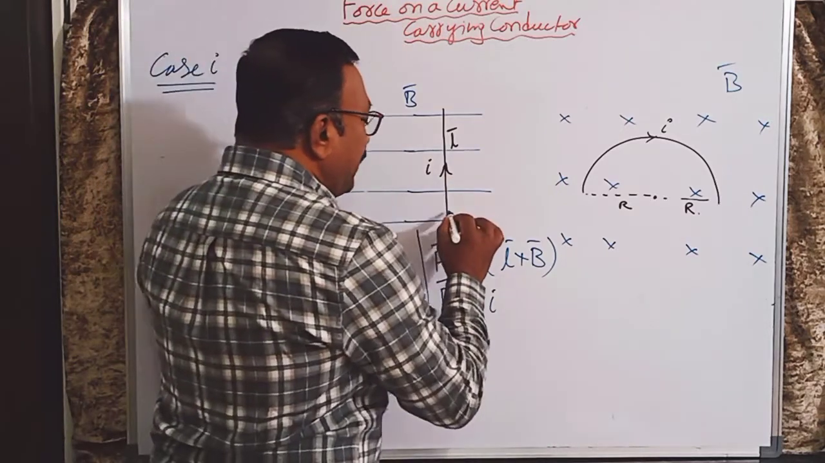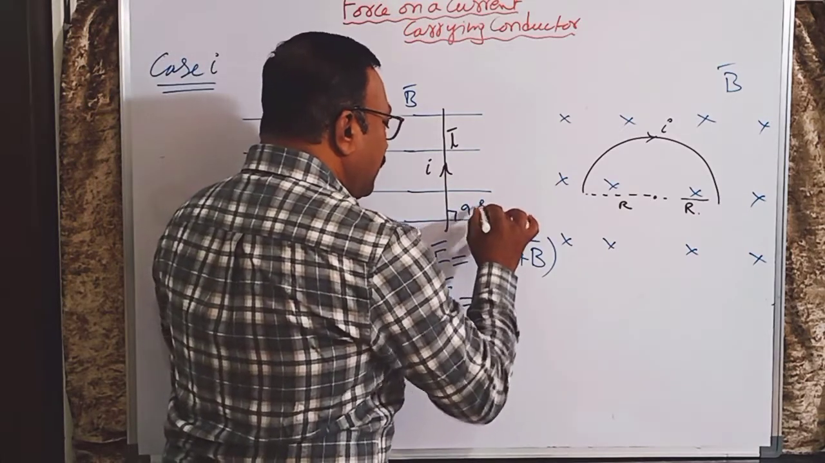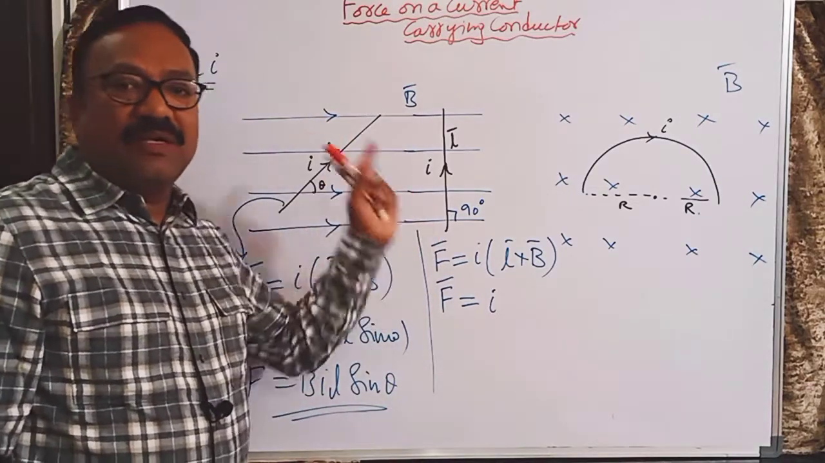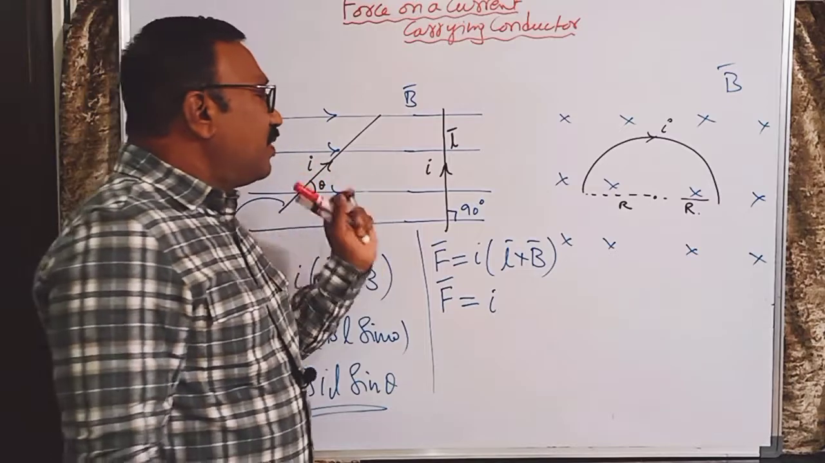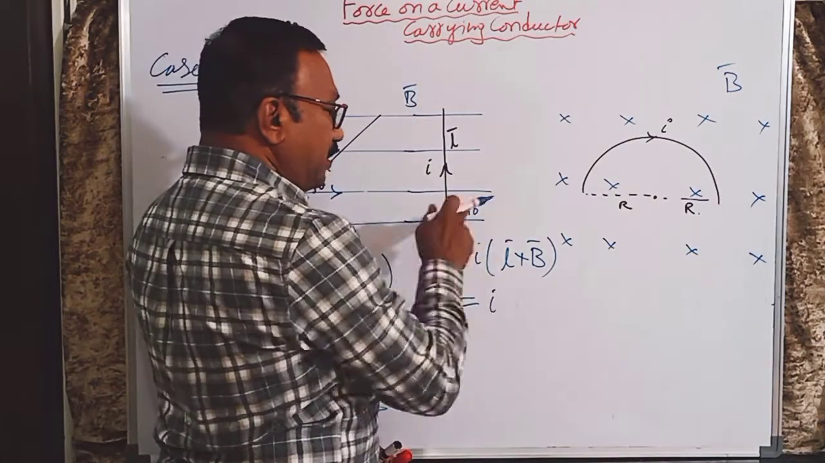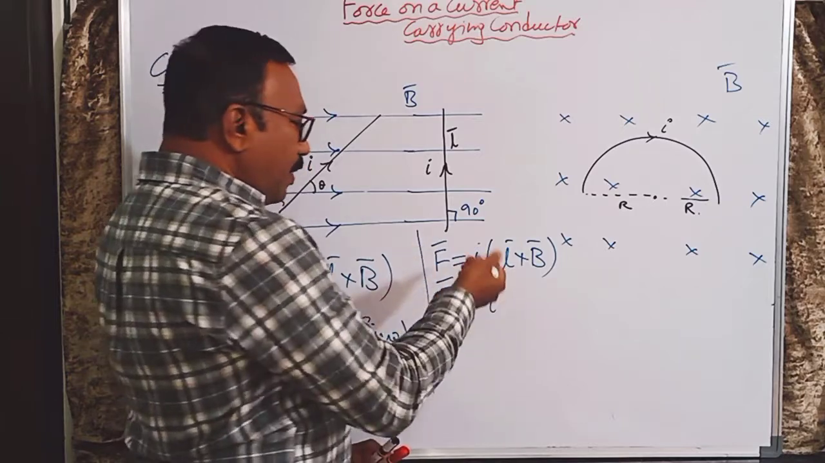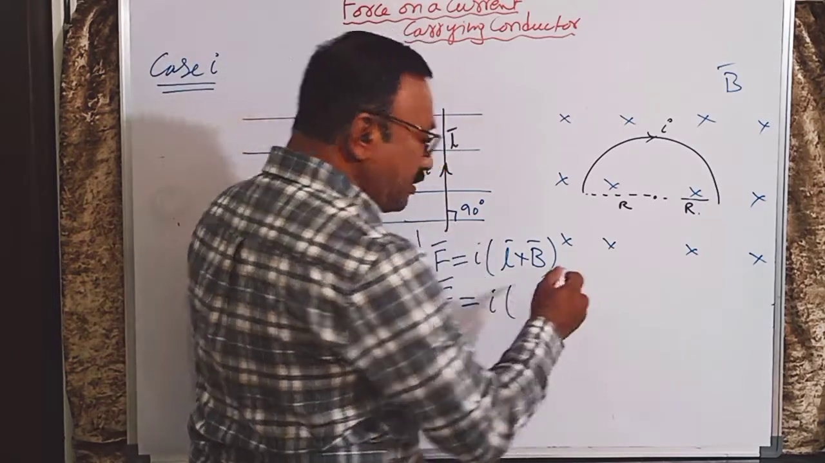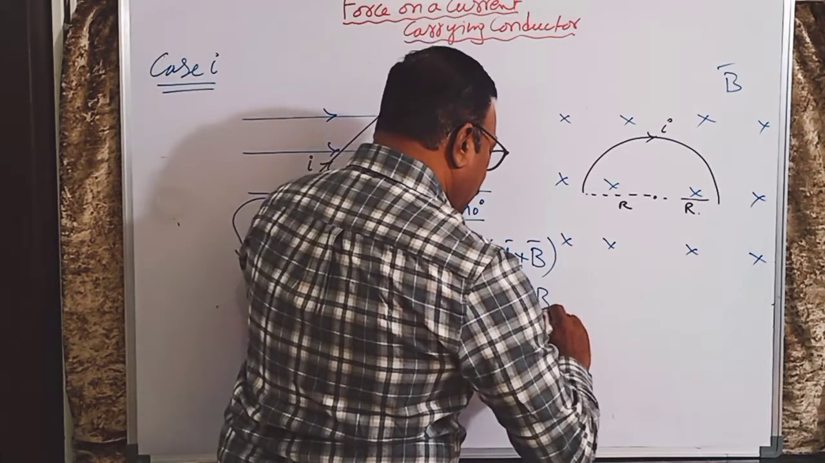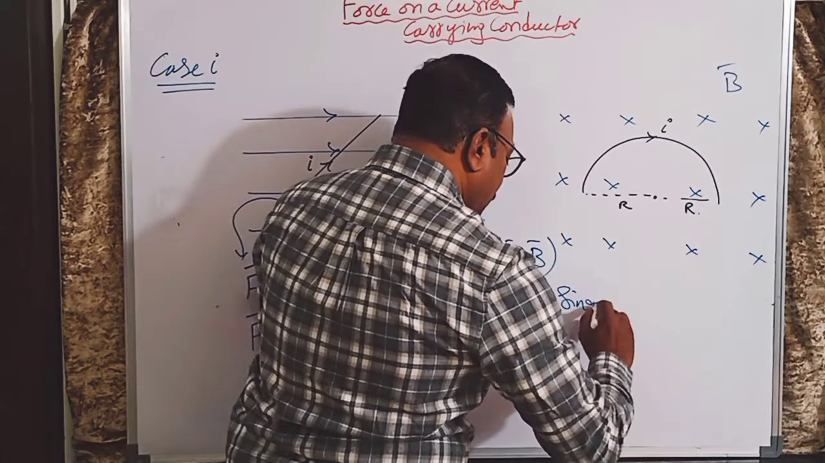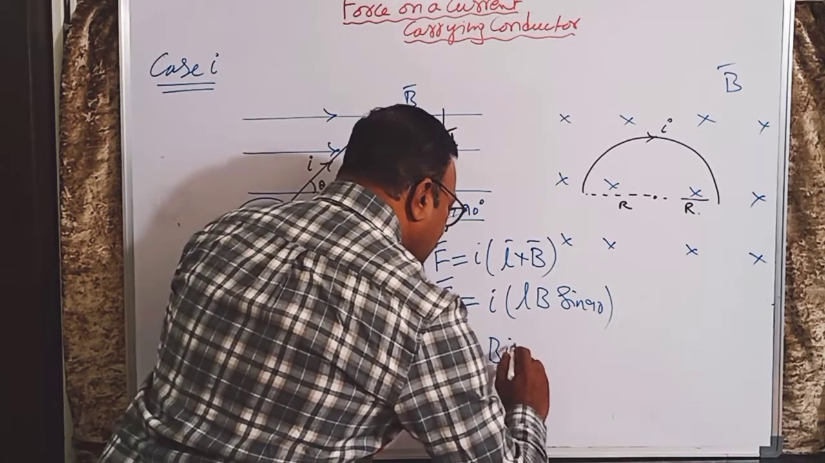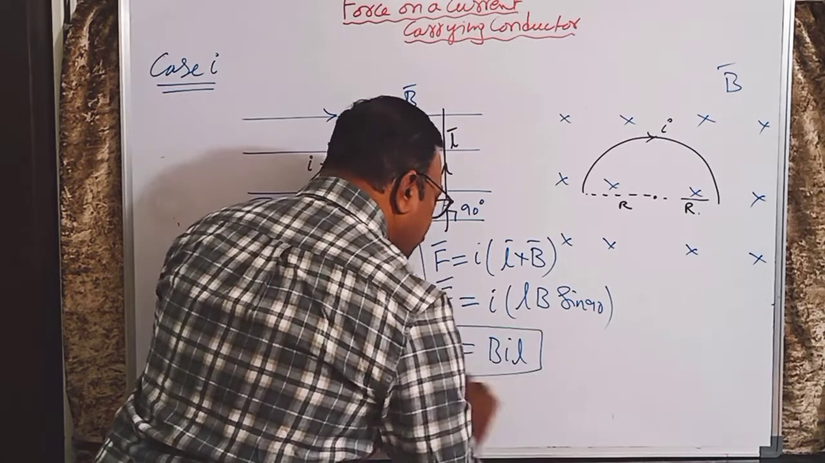Whereas here, what is the angle between L bar and B bar? 90 degrees. So the current carrying conductor is perpendicular to the magnetic field. And the direction of L bar must be taken in the direction of current only, I told you. So this is L bar, this is B bar, so theta is 90. So this is I into, I'll expand this, A bar cross B bar is AB sin theta. Therefore this is L into B into sin 90. Therefore the force will be just BIL.